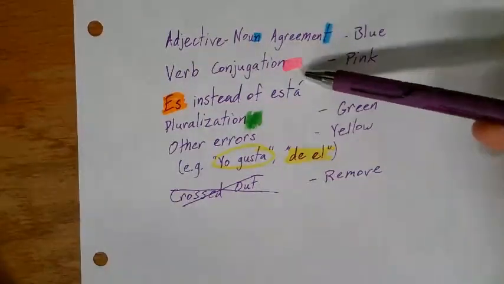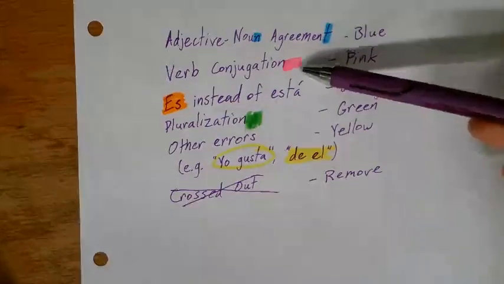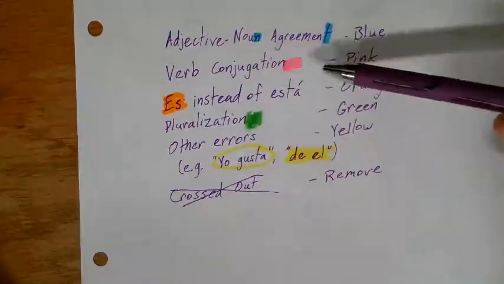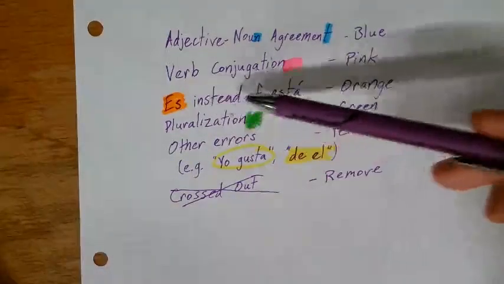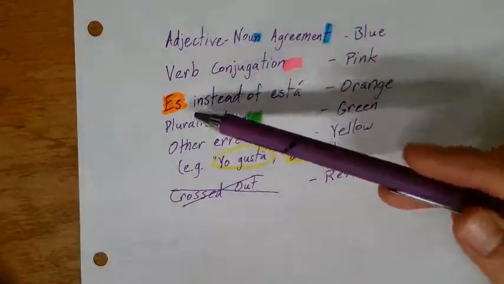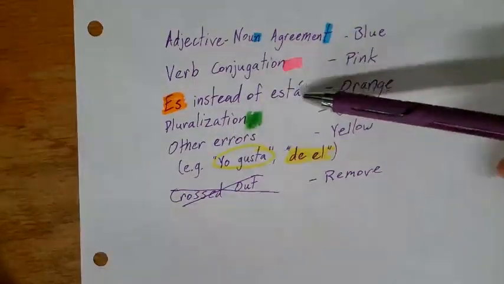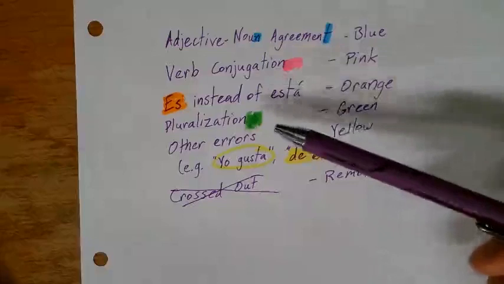A verb conjugation, I marked those in pink. So if you didn't conjugate a verb, I highlighted that verb. It may be that you just had the wrong conjugation at the end or were missing a letter, so I just marked that. Orange means that you used a form of ser instead of a form of estar like you should have. For example, used es instead of está.